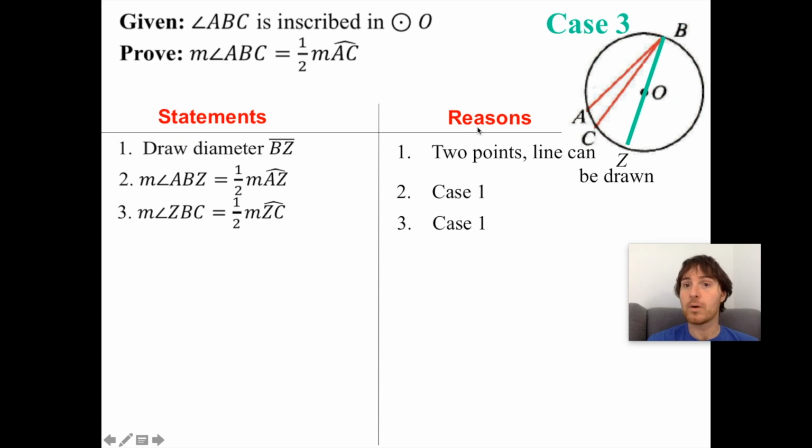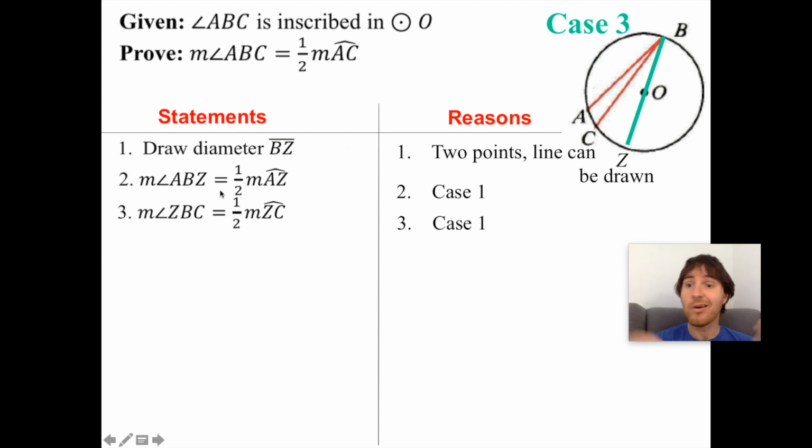Okay, and how's that important? Well, we wanted to prove it for the inscribed angle where the center is on the exterior. We're trying to prove it for this one here. The measure of angle ABC, we want to show, is equal to 1/2 the measure of arc AC. So we have those two together.